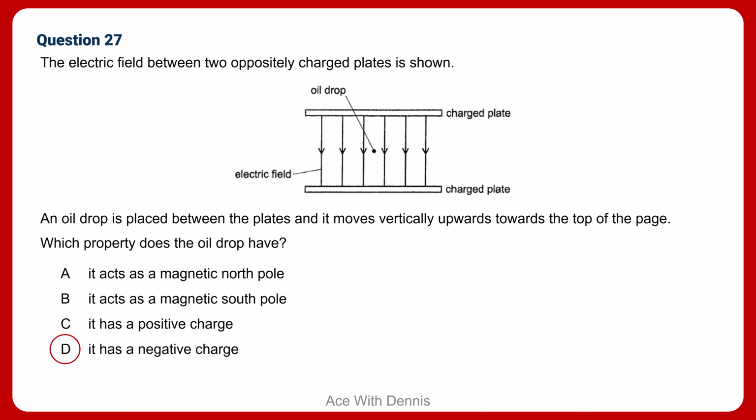Electric field points from positive terminal to negative terminal. Hence, the charged plate at the top is positive and the charged plate at the bottom is negative. The oil drop moves vertically upwards towards the top of the page, and we know that unlike charges attract, like charges repel. Hence, the oil drop has a negative charge as it is attracted to the positively charged plate at the top.